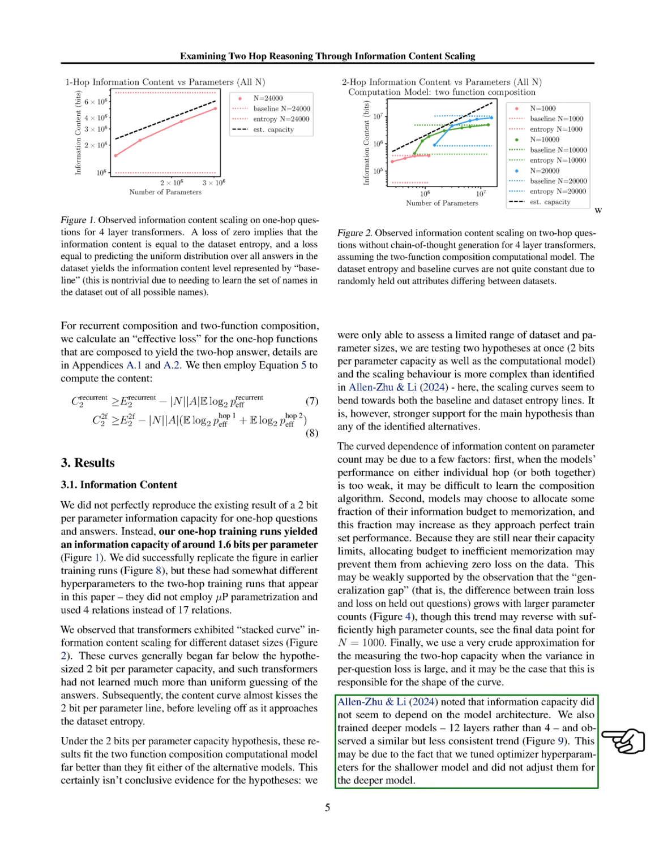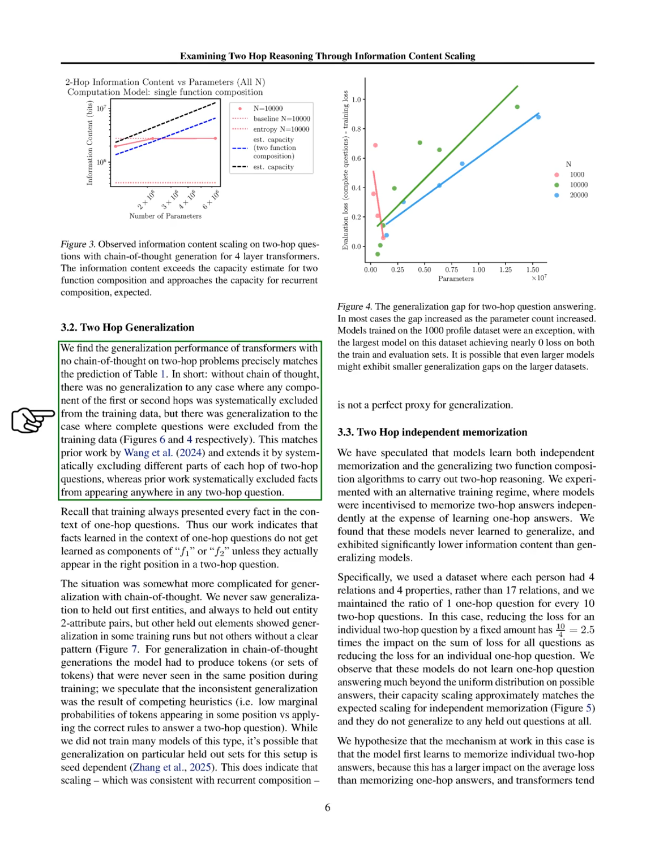Section: Two-hop generalization. In this section, we explore the generalization abilities of transformers without chain of thought in two-hop problems. We find that their performance aligns with our earlier predictions. Specifically, without chain of thought, the models do not generalize when any part of the first or second hops is missing from the training data. However, they do generalize when entire questions are excluded.